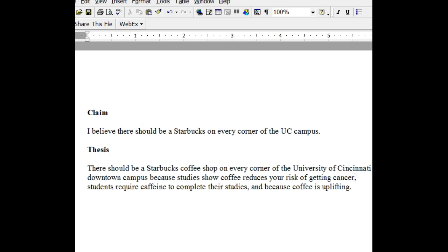So, there should be a Starbucks coffee shop on every corner of the University of Cincinnati downtown campus because studies show coffee reduces your risk of getting cancer. Students require caffeine to complete their studies, and because coffee is uplifting. Now that coffee is uplifting thing is kind of weak. And so is this one over here. Students require caffeine to complete their studies. Really? I mean, do they? Where did I get that information from?